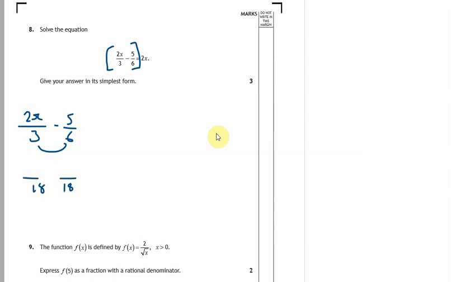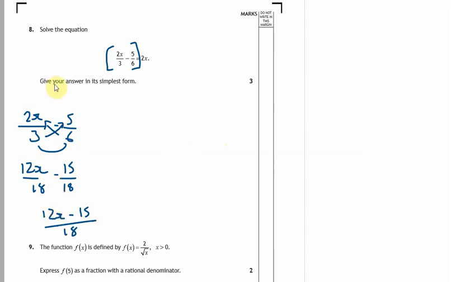And then 6 times my 2. So now we do our cross. So that was our smile. We did our smile, now we're doing our cross. 12x. And 3 times 5 is 15. So that is 12x minus 15 divided by 18. So that's what that comes out as. We can put them together.